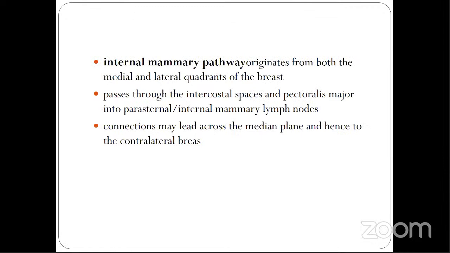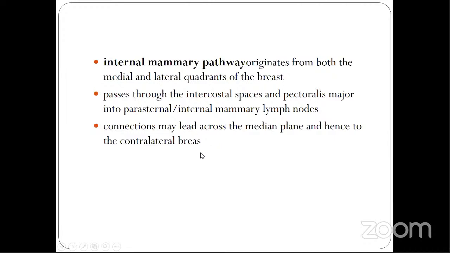Then the second pathway will be the internal mammary pathway. The internal mammary pathway originates from the posteromedial and the lateral quadrant of the breast and passes through the intercostal space and the pectoralis major into the internal mammary lymph nodes and parasternal lymph nodes. This connection between these nodes may lead to lymph crossing the median plane and hence to the contralateral breast.